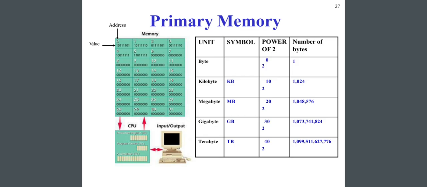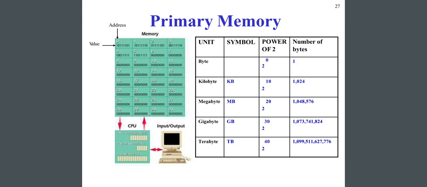Look at this. The unit byte has no symbol, power of 2 to the power 0, and the number of bytes is 1. Kilobyte, the symbol is KB, power is 2 to the power 10, that means 1024 bytes. Then megabyte, symbol is MB, 2 to the power 20, and number of bytes is 1,048,576. Then gigabyte, the symbol is GB, and the power of 2 is 2 to the power 30, 1,073,741,824. And then the terabyte, TB, the power of 2 is 2 to the power 40. Huge number, 1,099,511,627,776.